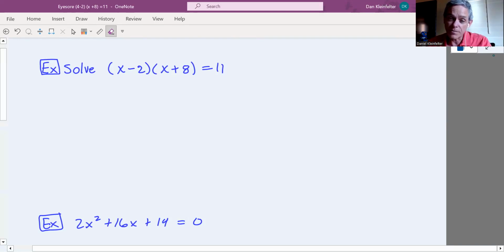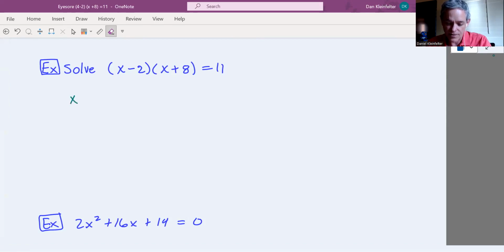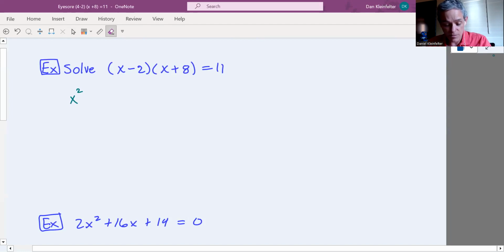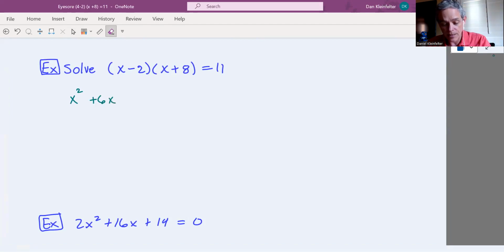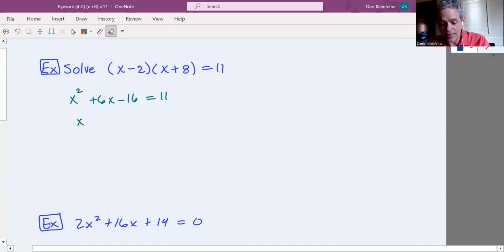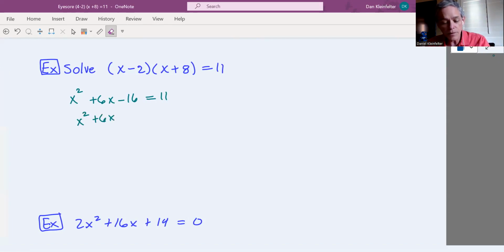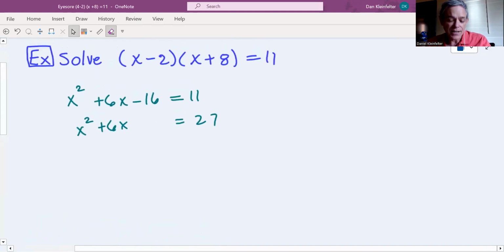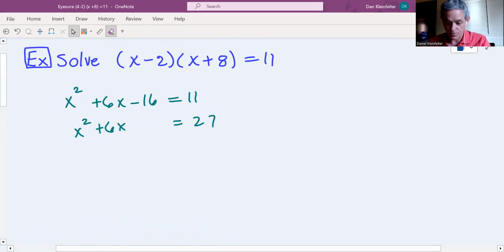So what you want to do, or not want to do, but have to do, is multiply out the left side. So this will be x squared plus 6x minus 16 equals 11. And then we're going to get this set up for completing the square. So let's add 16 to both sides. And so that will be 27 on the right. All right, so now that looks a lot easier to manage.